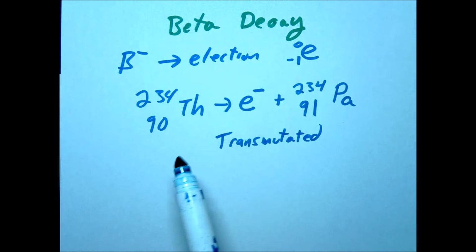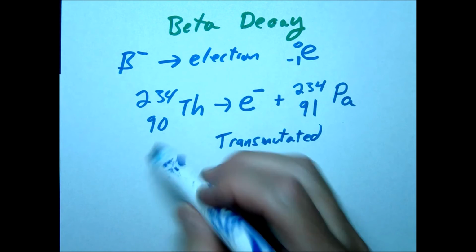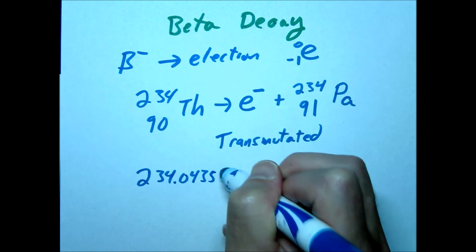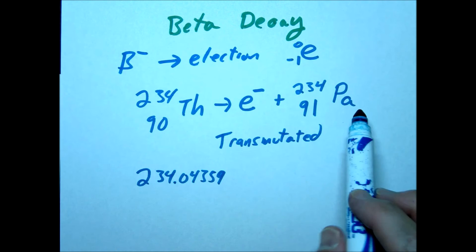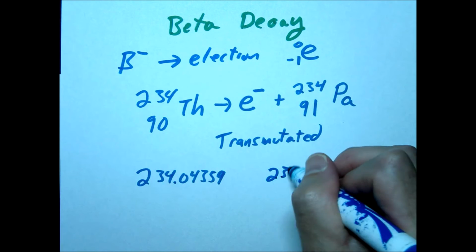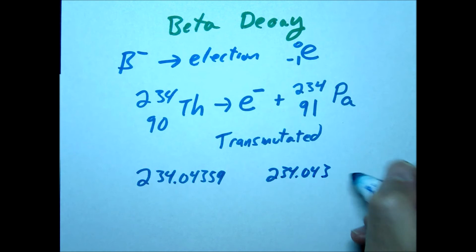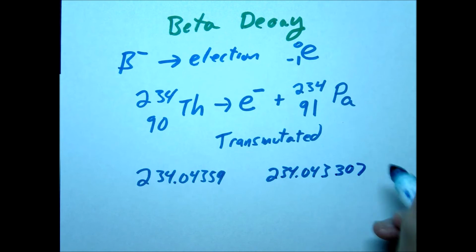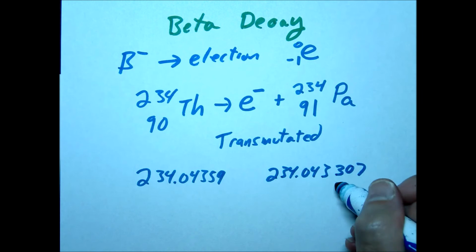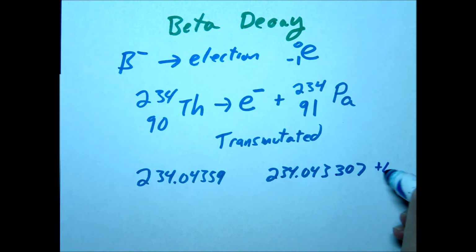Okay, so the math on this, again, if we were to look at this, we'd have 234.04359 starting at point for thorium, and then our protactinium here is going to be 234.0430307. So again, if you look at this, we are losing energy, right? So we could say we're losing mass, which means on this side we're going to have to add some energy here.